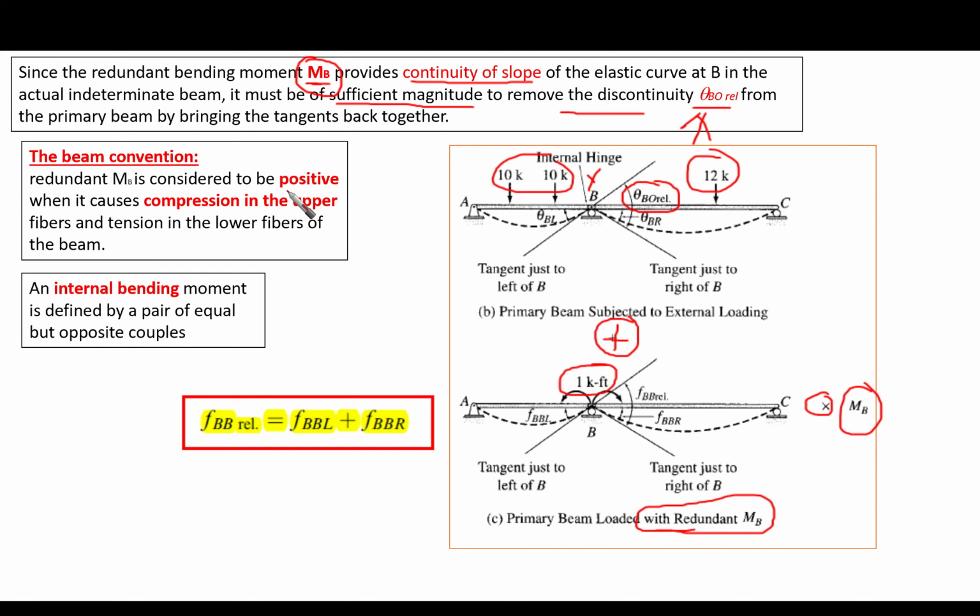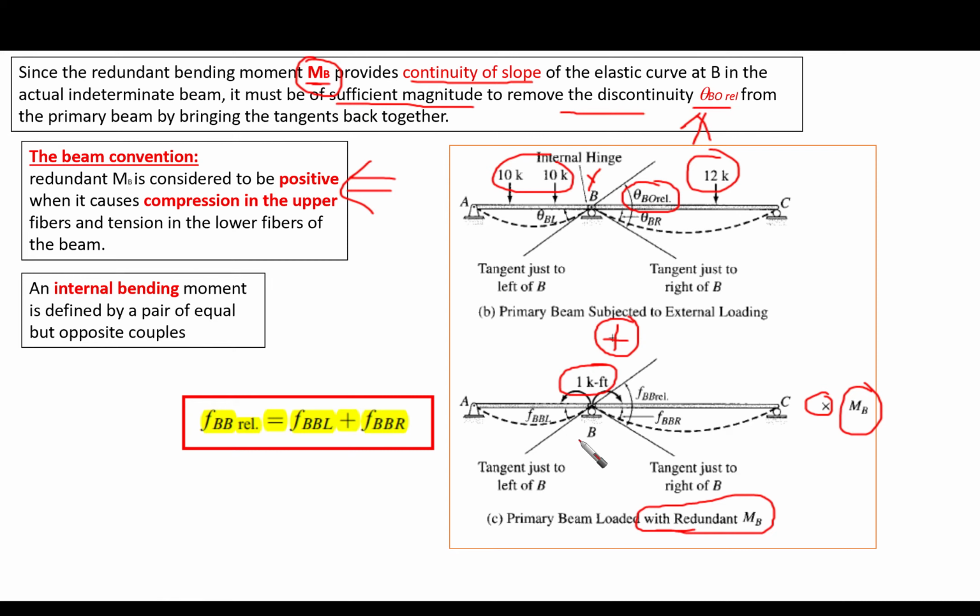It's considered to be positive when it causes compression in the upper fibers and tension in the lower fibers of the beam. Okay, remember that well? This is what we call the beam convention. Positive when compression in the upper fibers and vice versa applies. When we apply this kind of internal unit moment, an internal bending moment is defined by a pair of equal but opposite couples.